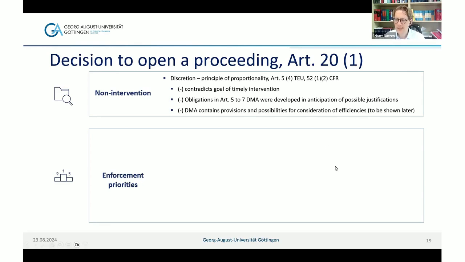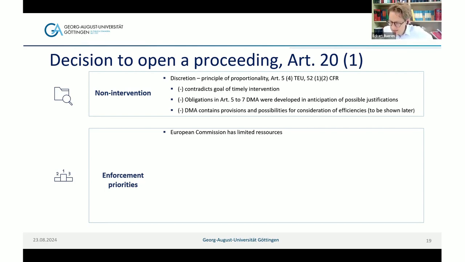If the Commission would unilaterally say that a certain behavior, though prohibited in the DMA, does not deserve enforcement, this would be against the DMA, and therefore we think that this cannot be done. The more interesting question is about enforcement priorities. The European Commission has limited resources. There is a limited number of staff that has been allocated to the DMA, and there has been lots of critique that this would not be sufficient.